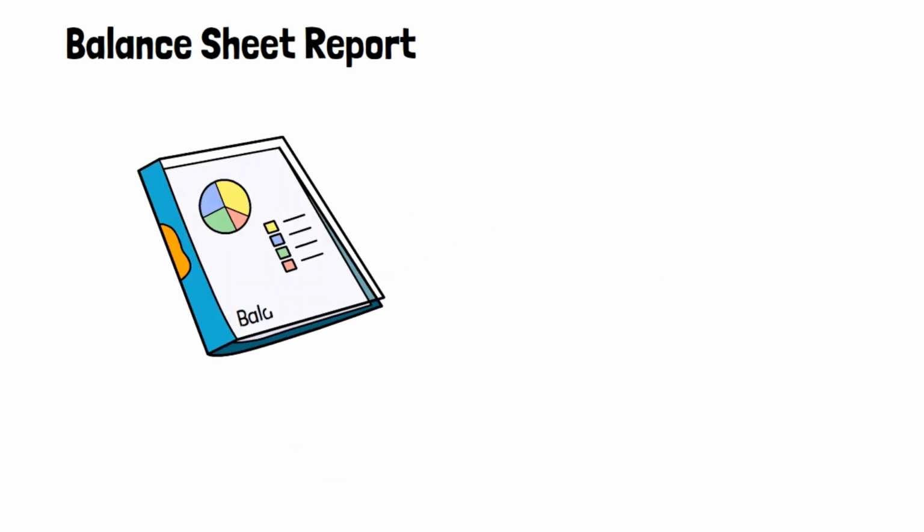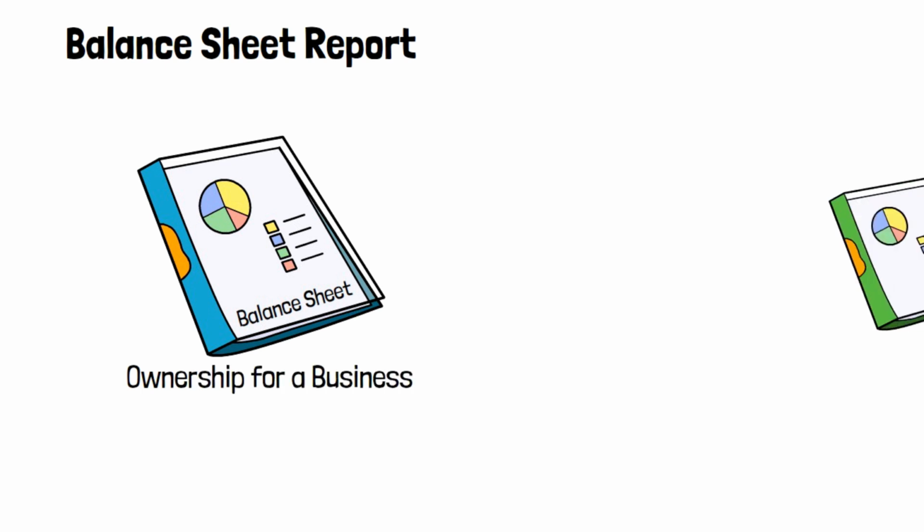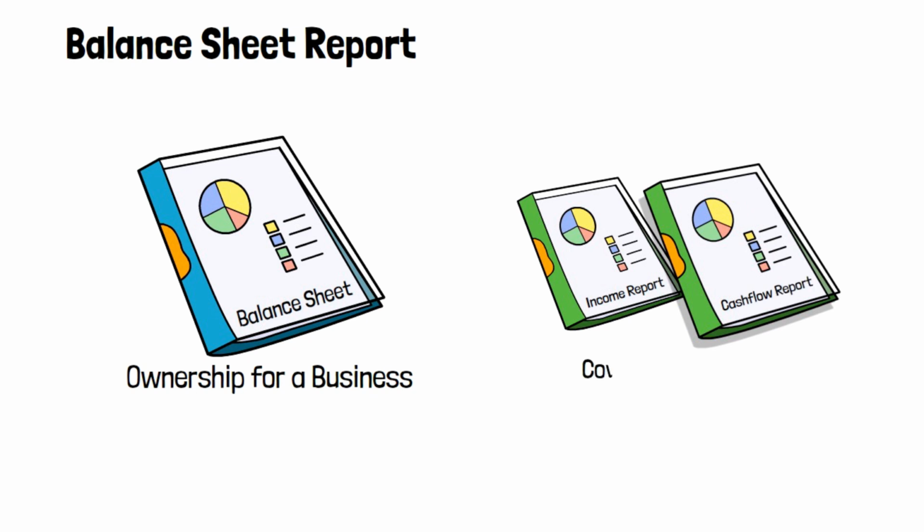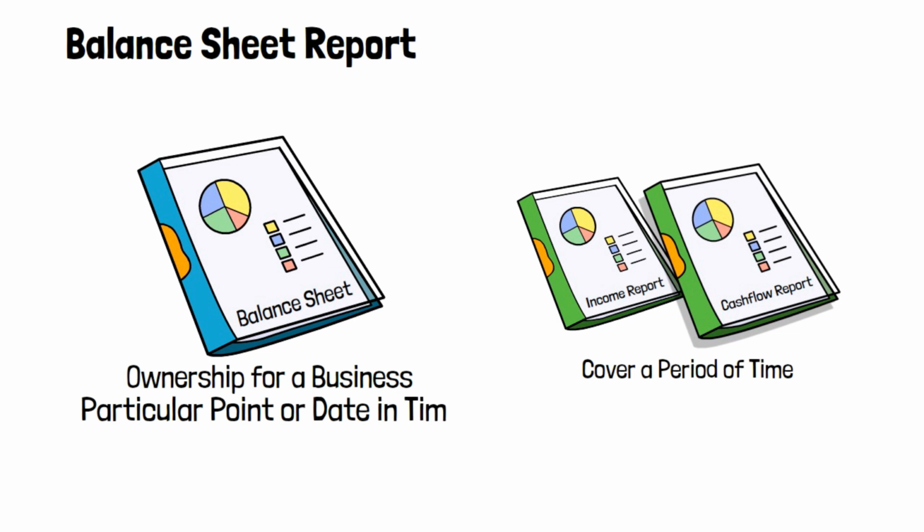The balance sheet report seeks to address the question of ownership for a business. And unlike both the income and the cash flow reports that cover a period of time, the balance sheet report is a snapshot of the business at a particular date or point in time. So, a balance sheet always starts with the date for which the report was run.